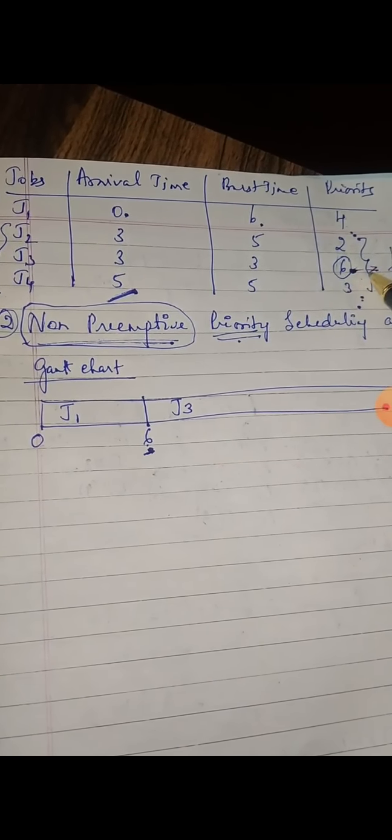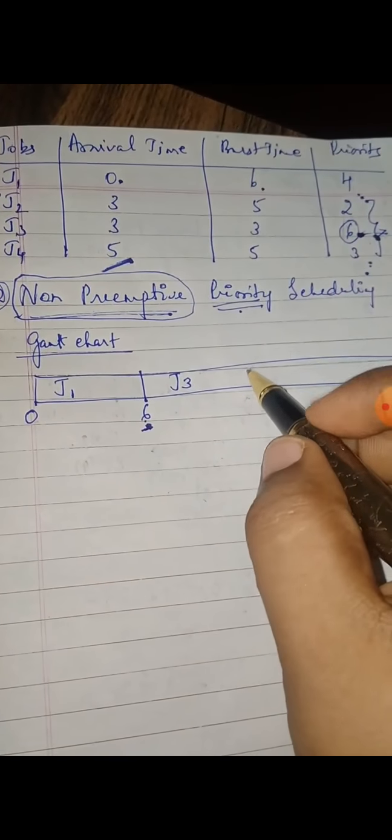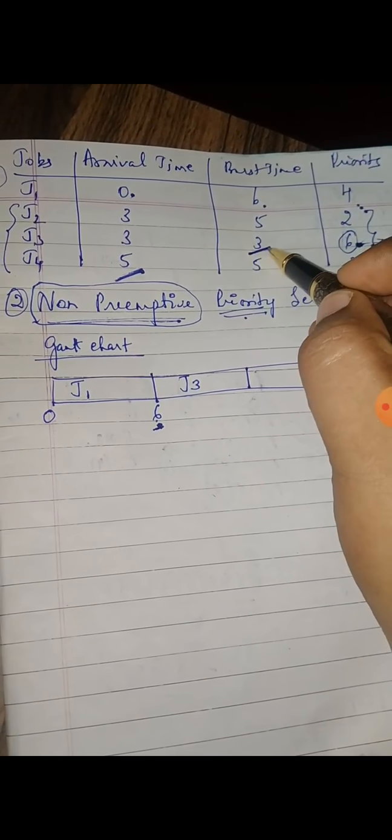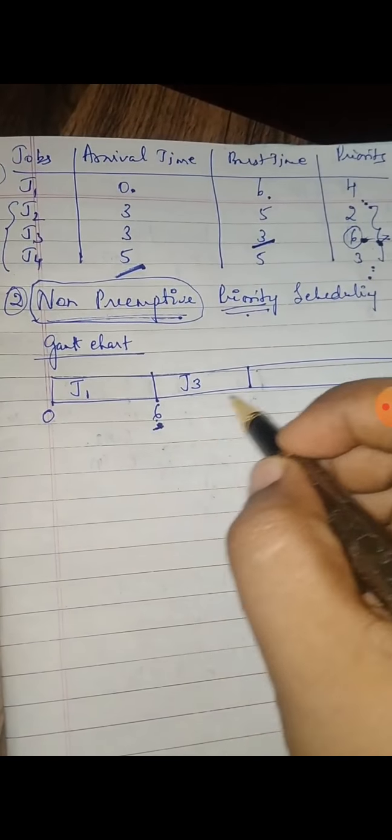Hope you have understood this. This job 3 has the highest priority number, so you allow J3 to be executed in the CPU. J3 takes 3 milliseconds to complete. So for the 6, if you add 3, it will go up to 9.